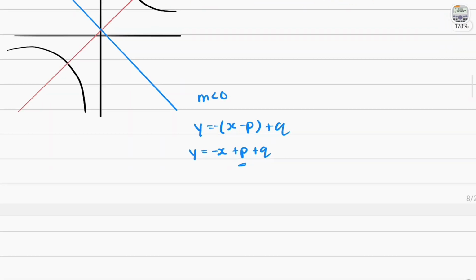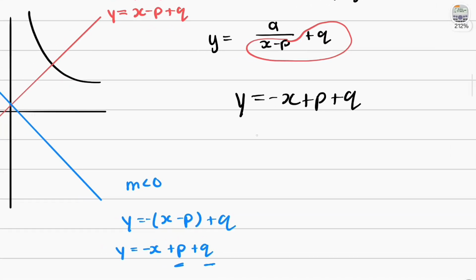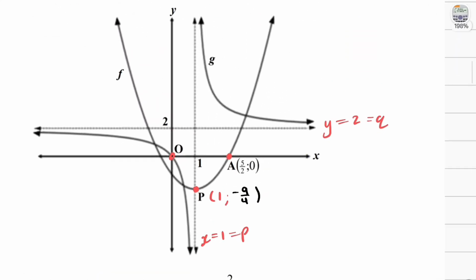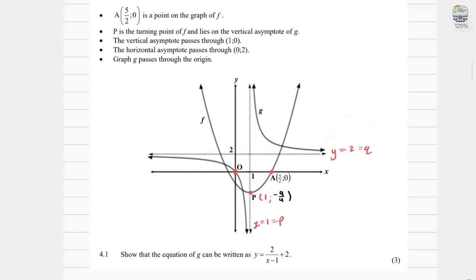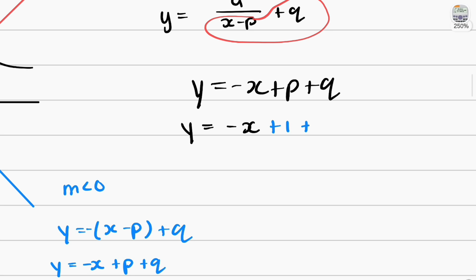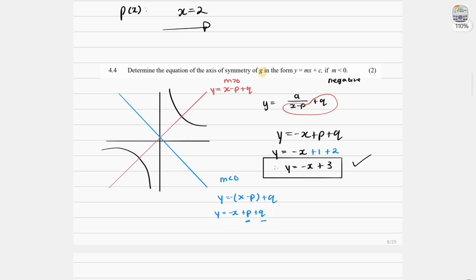And if you have the value of p and the value of q, you can substitute it and that will be your equation. So our equation is y is equal to negative x, and let's look at our p and q values. So on the graph, what is the p value? That is that vertical asymptote's value. That is 1. And on the graph, the q value is 2. So y is equal to negative x plus 1 plus 2. And so therefore, y is simply equal to negative x plus 3. And this is our answer. Okay, moving on to the next question.